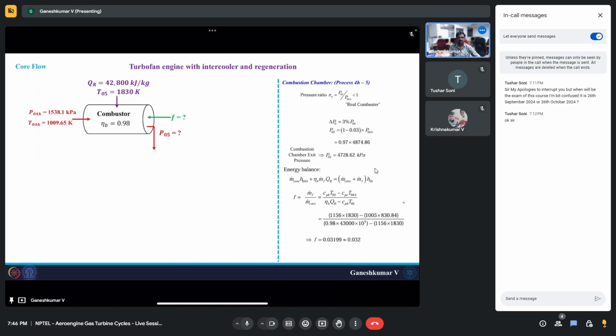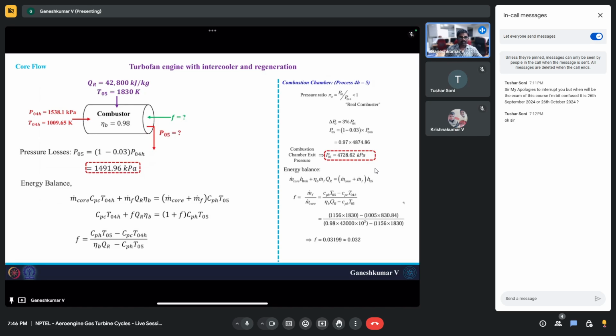Since we found T04H, which is 1009.465 Kelvin, I wrote that here. So you can do this combustor. We know there is a pressure loss of 3% in the combustor, so if you do this, you will end up having 14.9 bar at the exit of the combustor. On top of it, you can do an energy balance, but we don't really need to because we already know the fuel air ratio, which is 0.0275. Just for the sake of completeness, I have given the formulas here. This fuel air ratio we already found during the iterations from MATLAB.